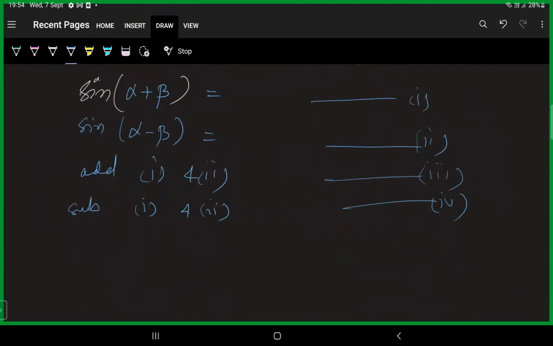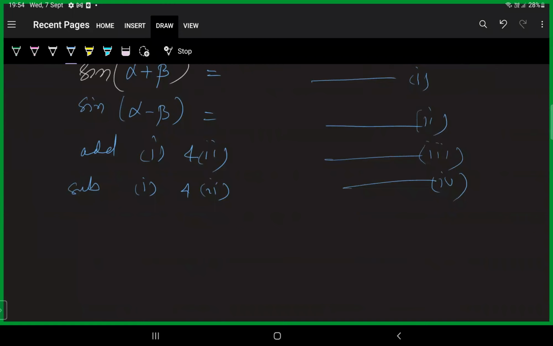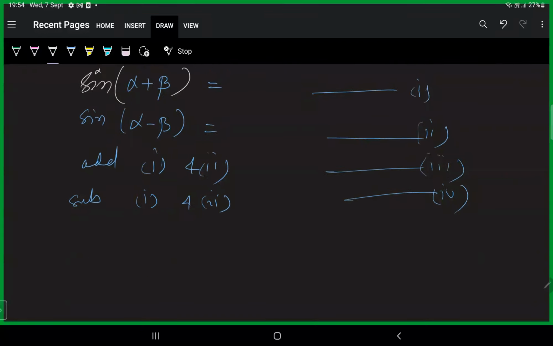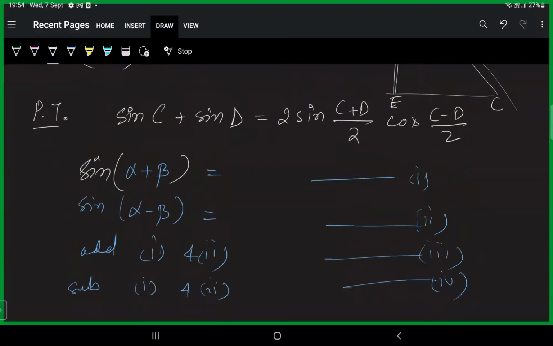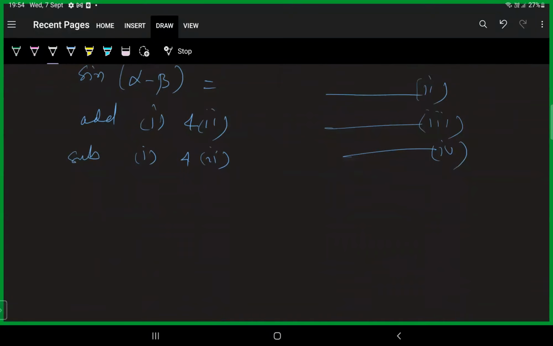What will you do next? Now see the pattern. You will get it. Everyone use the identity. Even if you turn to your NCERT, I'm sure you will understand this. What we have to prove? Sine C plus sine D. And we have got alpha and beta. C, D, anything you can write, it doesn't matter, right?